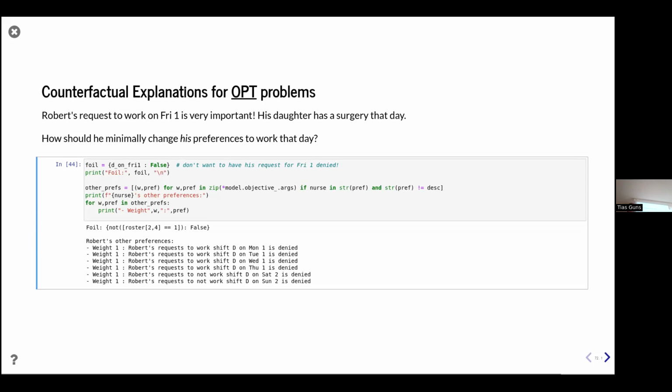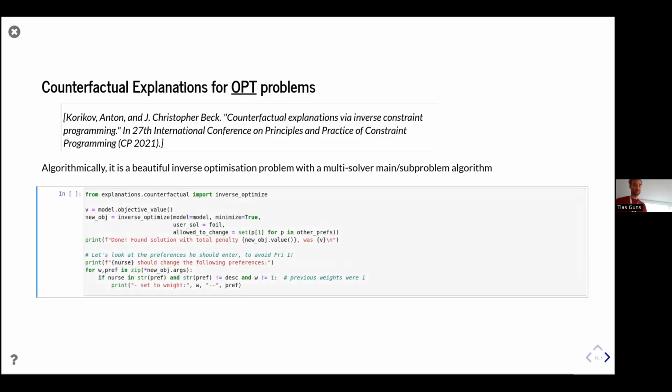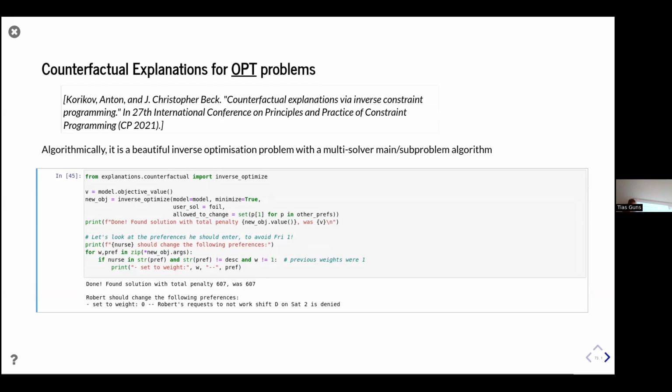Can we compute what weights are needed to actually have that effect? Algorithmically, I'm not going to go into the details, but it's really a beautiful inverse optimization algorithm. Inverse optimization: what is the objective function to have that effect? It uses, again, a MIP solver and a SAT solver, and you have incrementality and all of that. Okay, so I'm not going to show the actual algorithm. I'm just going to show that we have an explanation that goes nicely.